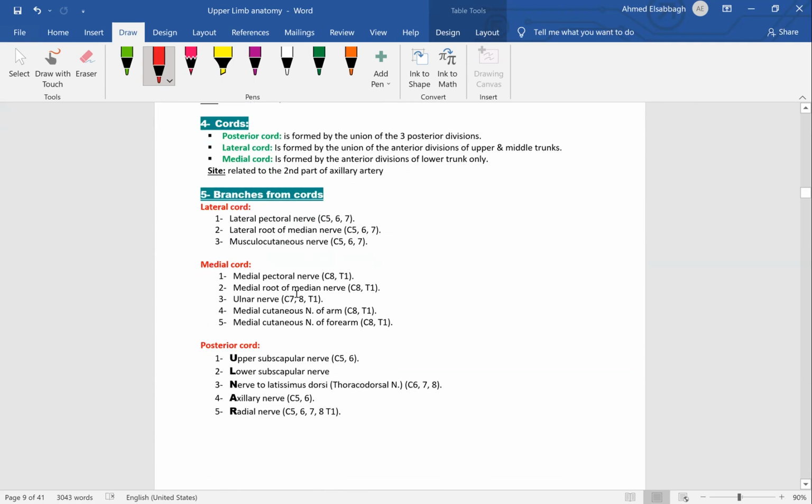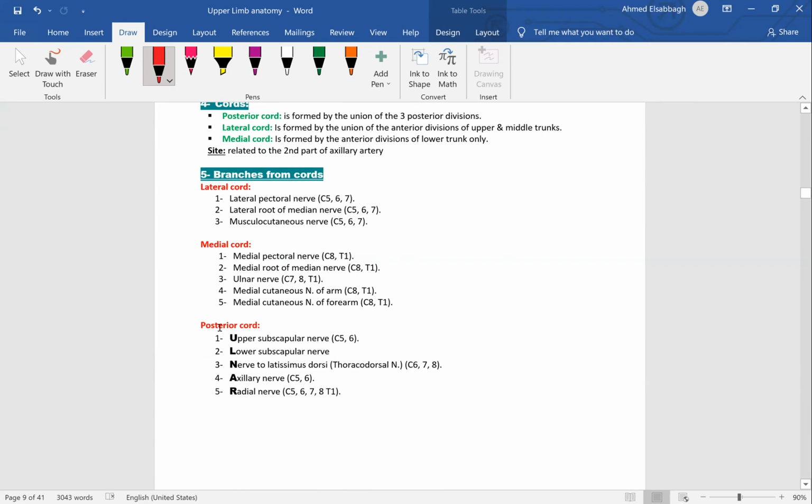Okay, let's start with the branches of the posterior cord. Branches of the posterior cord are in the mnemonic ULNAR. U, upper subscapular nerve. L, lower subscapular nerve. N, nerve to latissimus dorsi or thoracodorsal nerve. A, axillary nerve and R, radial nerve. These are the branches of the posterior cord in the mnemonic ULNAR.